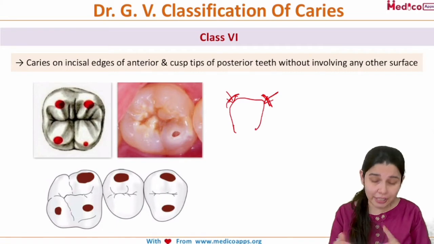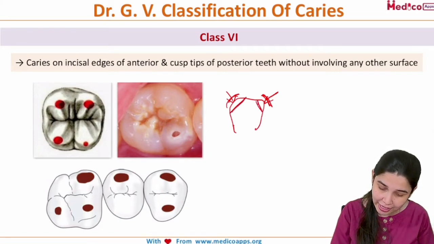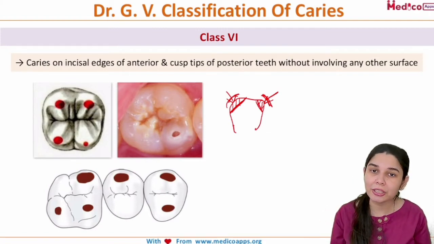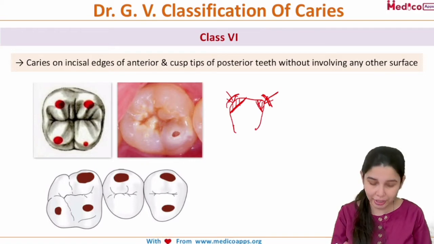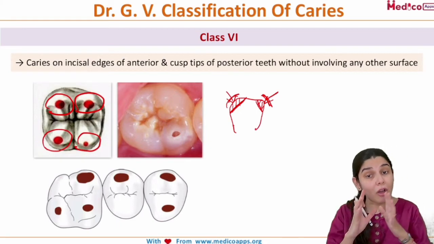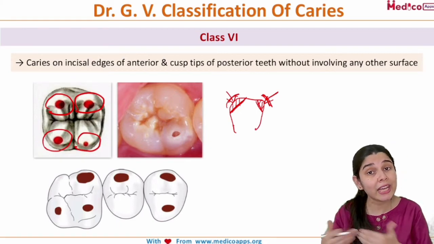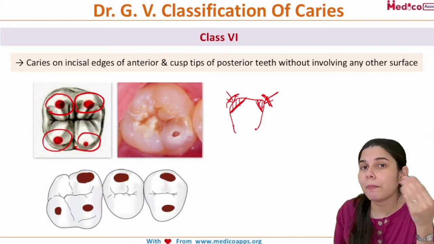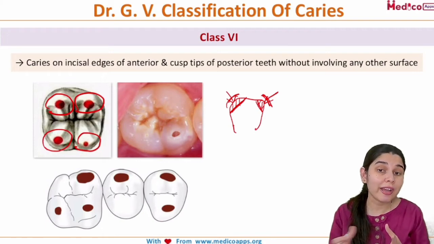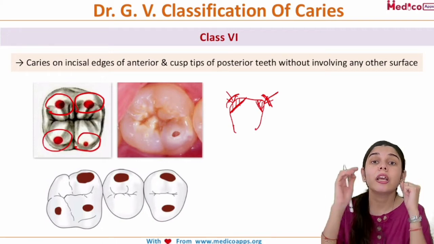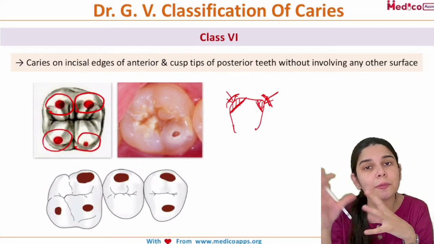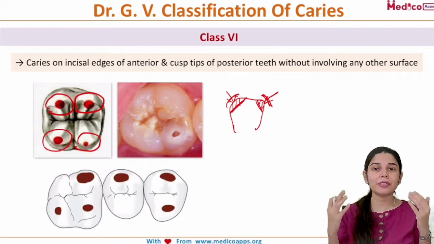So if the caries are present and they are involving the incisal edges of the anterior teeth and the cusp tip. Now where will the cusp tip be present? They will be present on the posterior teeth. So these are the cusp tips. If the caries are present on these cusp tips of the posterior teeth without involving any other surface, that means without involving any buccal surface, proximal surface or the lingual surface, that is what you classify as class 6. Simply you will say that caries involving the incisal edges of the anterior, cusp tip of the posterior without involving any other surface is your class 6.